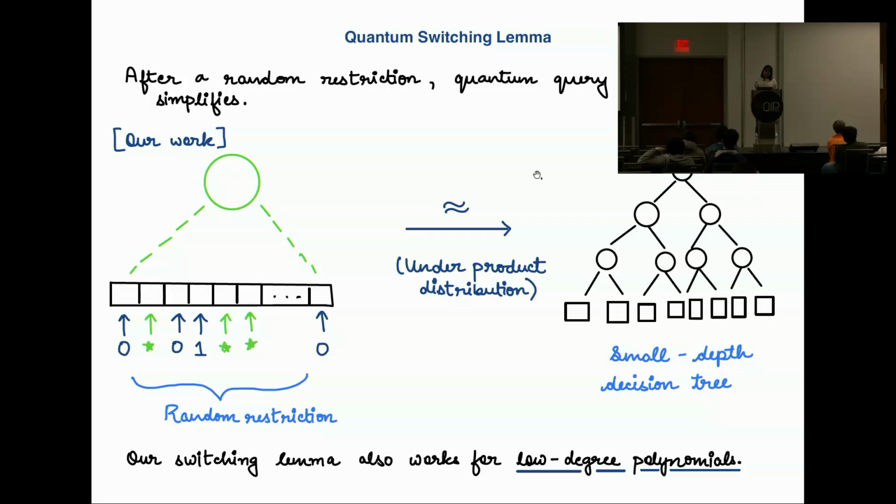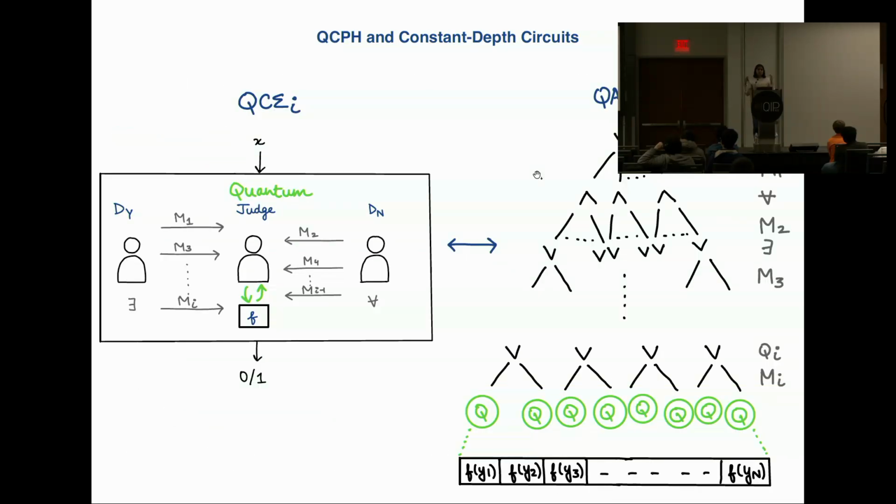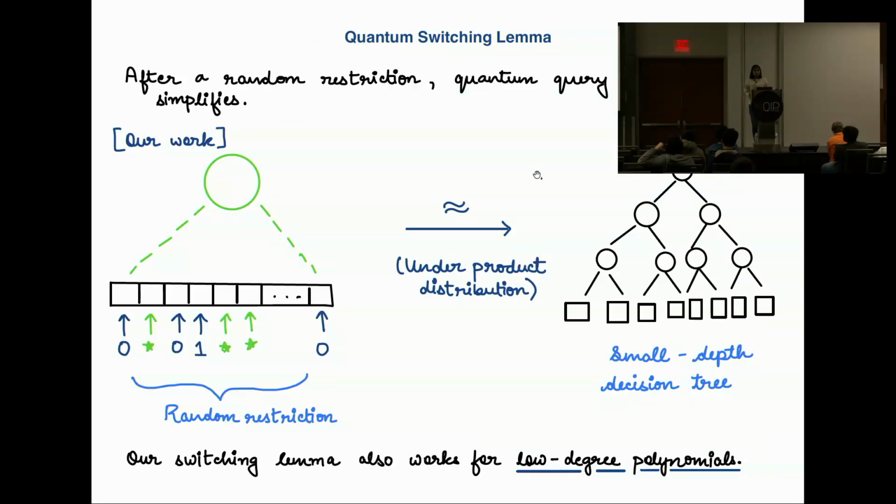And now we can use this switching lemma to show circuit lower bounds for these QAC0 circuits that we discussed. And that gives us oracle separations for QCPH. In fact, our switching lemma says something slightly stronger.